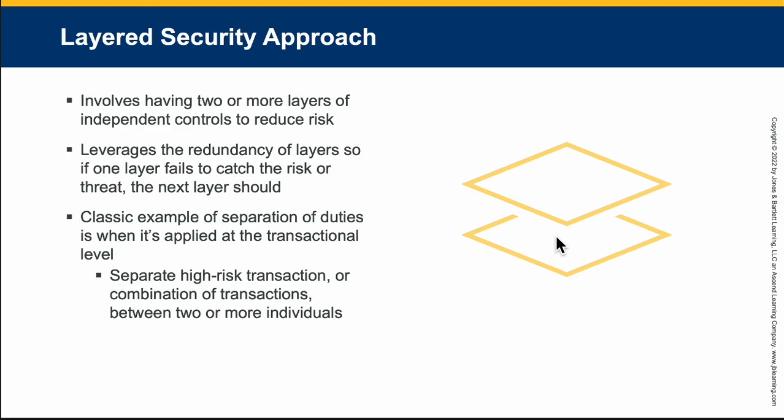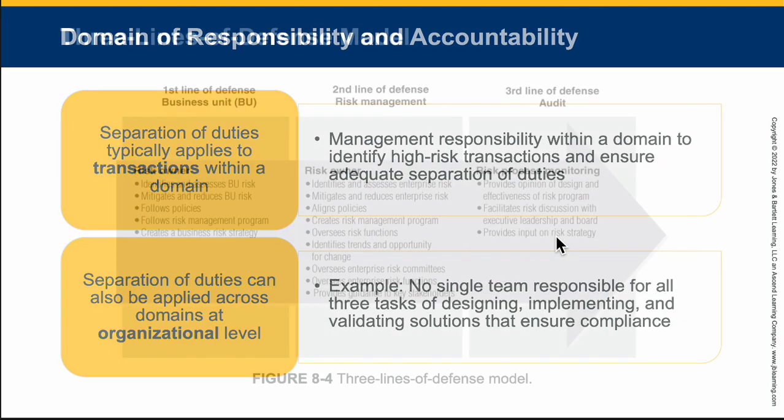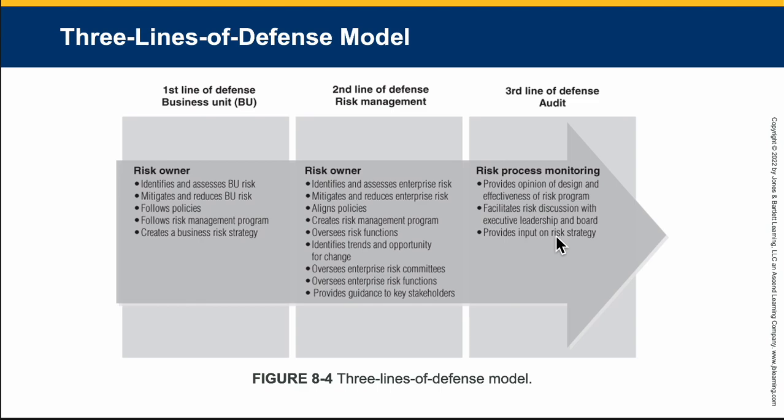So in terms of domain responsibility and accountability, I mentioned earlier, transaction and organization level. And in the next slide, I'll talk about the 3 lines of defense model. First, we have the first line of defense, which is basically more on business unit risk, followed by the second line, enterprise risk, and the third line, more on monitoring.